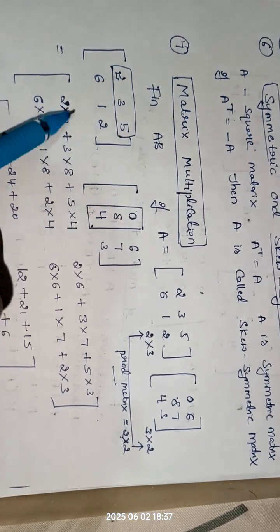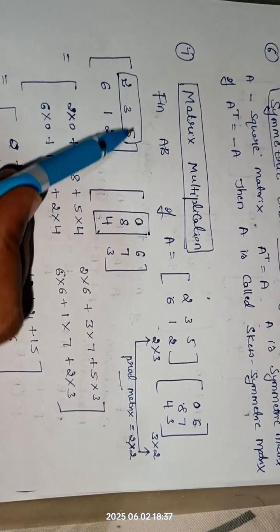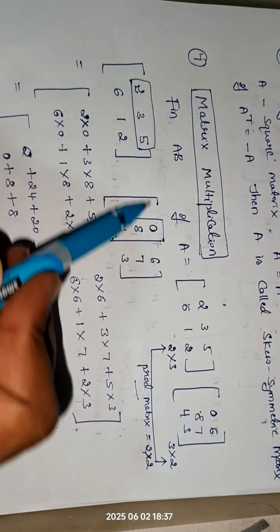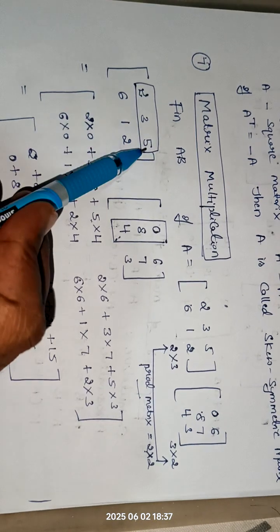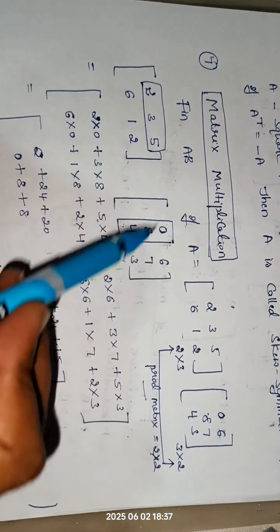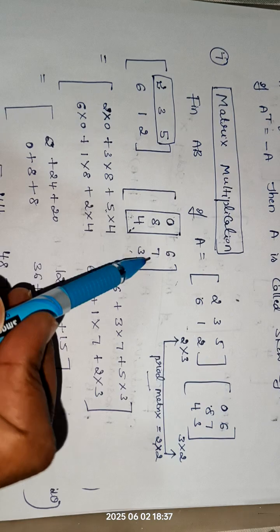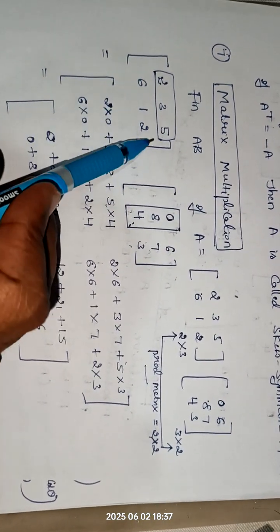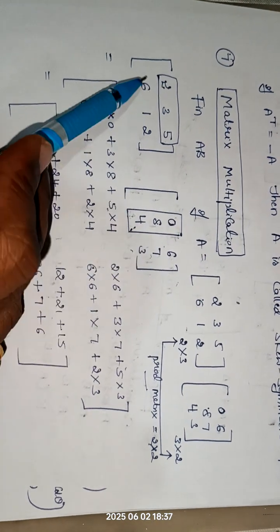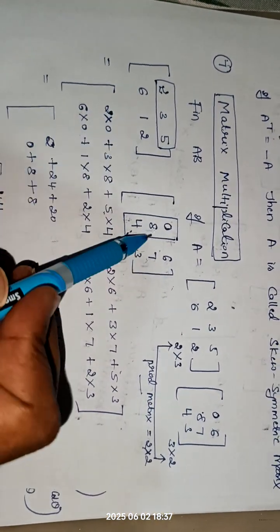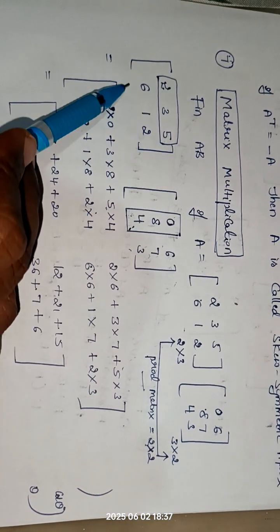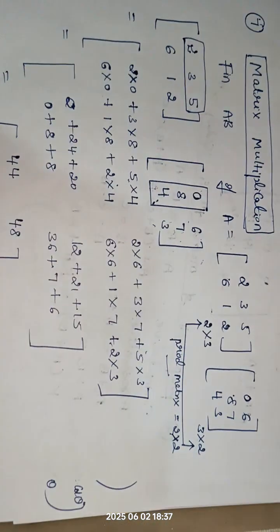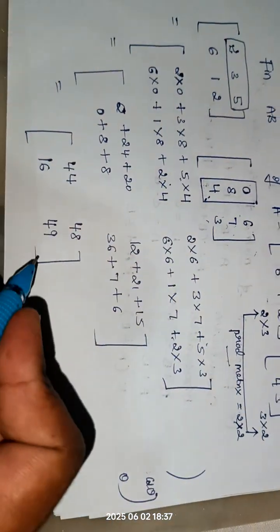2 into 0 plus 3 into 8 plus 5 into 4. So the first is over. Then the same row multiplied with this column 6 7 3. 2 into 6, 3 into 7, 5 into 3. Next, come to the second row and do it with these two columns. 6 into 0, 1 into 8, 2 into 4. Next, 6 into 6, 1 into 7, 2 into 3. So start doing the multiplication and addition. You will end up with this.